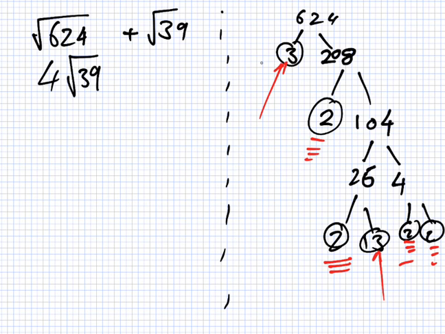And then, well, I can see what 39 is. Because we already know that we can't do anything with it, 39 is 3 multiplied by 13, so nothing happens to it. There are no squares to take out of it. So it just stays as root 39.